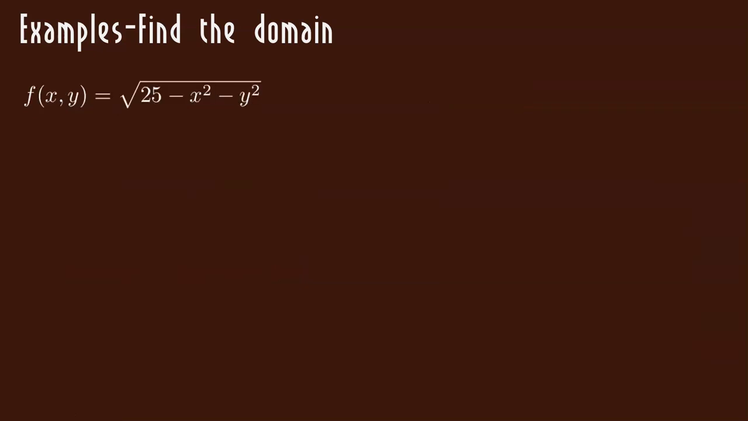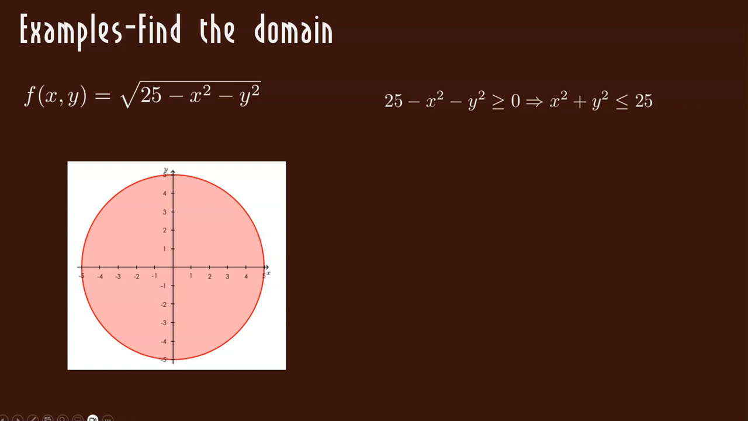How about this one? We have the square root of 25 minus x squared minus y squared. So z is equal to that. I have a radical, so 25 minus x squared minus y squared must be greater than or equal to 0. Simplifying it so I can see what I've got here, x squared plus y squared is less than or equal to 25. Hopefully you recognize that as a circle with radius 5. And it's the inside of the circle, including the boundary. Probably didn't need to draw that. You probably know what a circle is. Now, I'm just curious, what's the graph of this anyway?